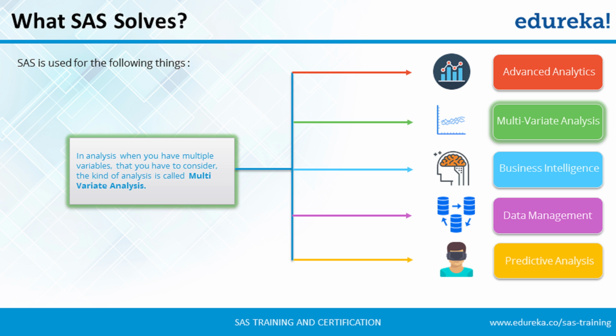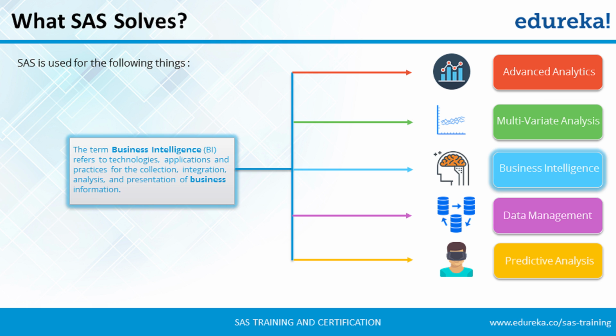But when you have SAS, you don't have to worry about anything because it is efficient in these kinds of analysis. Moving on, then you have the business intelligence topic. So what is business intelligence? It refers to technologies, applications, and practices for the collection, integration, analysis, and presentation of business information, right? So it actually refers to the techniques and practices that can be used to help your business to improve, right?